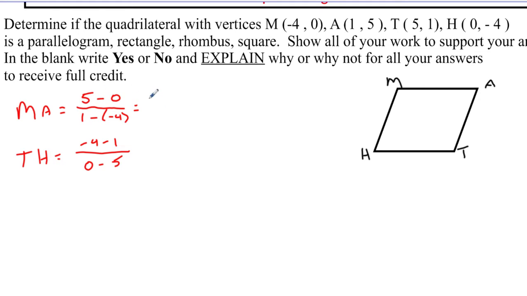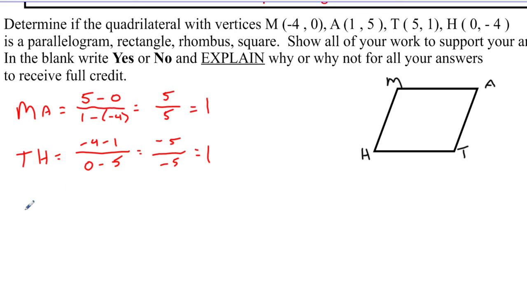So 5 minus 0 is 5, and 1 minus negative 4 is also 5, so it looks like I'm getting a slope of 1. Okay, on the bottom, it looks like negative 5 on the top, and negative 5 on the bottom, which, if you remember, negative 5 over negative 5 comes out to be a positive number. It's also positive 1. So I can say, yes, definitely, the top and the bottom are parallel because they have the same slope. Right? We need to do the same thing now with the left-hand side and the right-hand side.